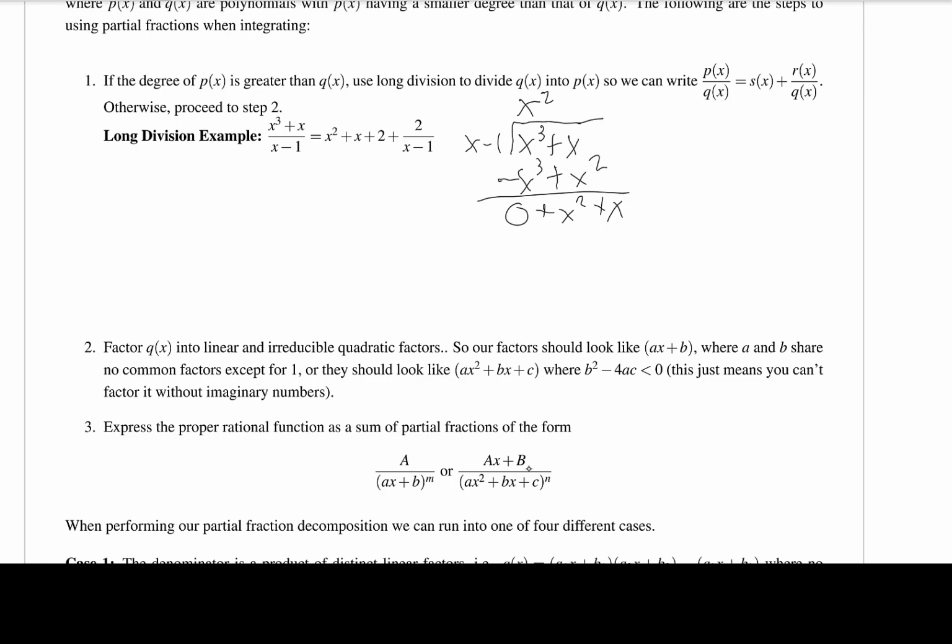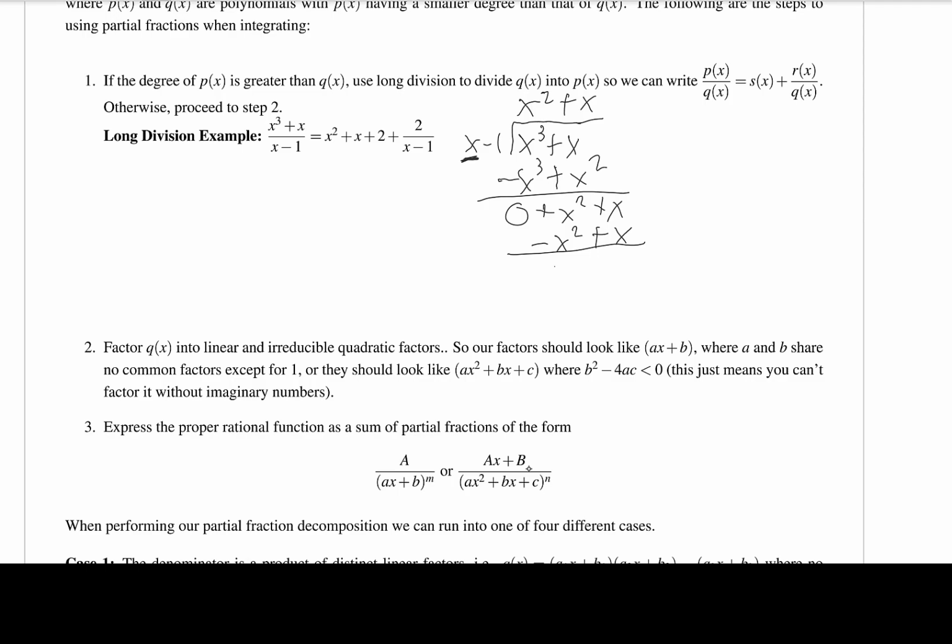Now, what I'm going to do is the same thing again. I'm going to say, what do I need to multiply x by to get, now I look at this new row, and I'm going to look at the thing with the highest degree. So what do I need to multiply x by to get x squared? Well, I need to multiply it by x. So I do plus x. Now I multiply x minus 1 by x. So that'll give me x squared minus x. Flip the signs.